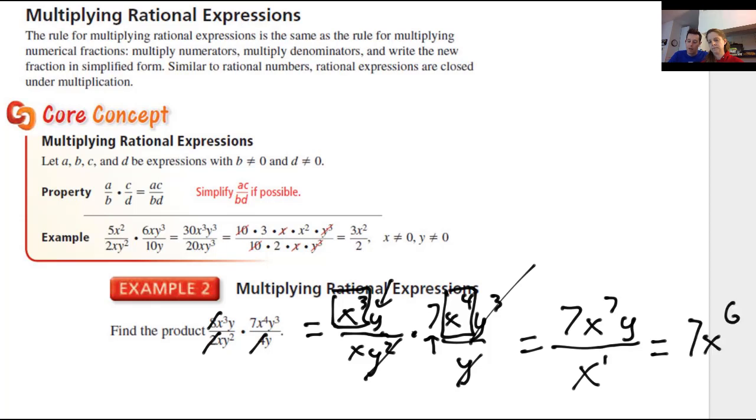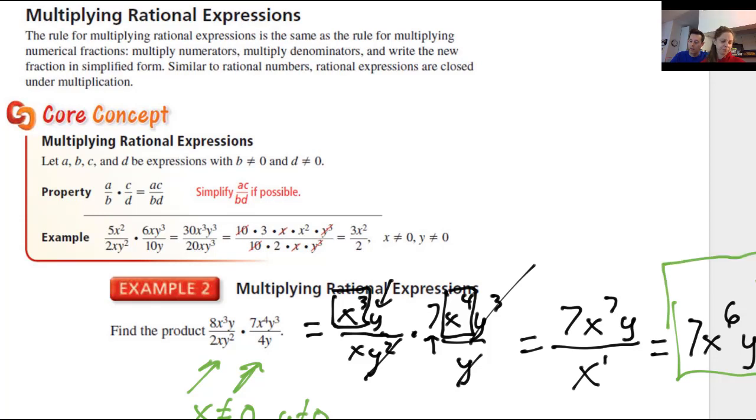The one thing we need to make sure to remember here is that we restrict our domain. So we have to go back to the original problem. Let's do some erasing. And in the original problem, we saw that there are factors of x and y. So x cannot equal 0, and y cannot equal 0 in the original expressions. We no longer have a denominator in our final simplified version. So we need to write x cannot equal 0 and y cannot equal 0. And that is our final answer.